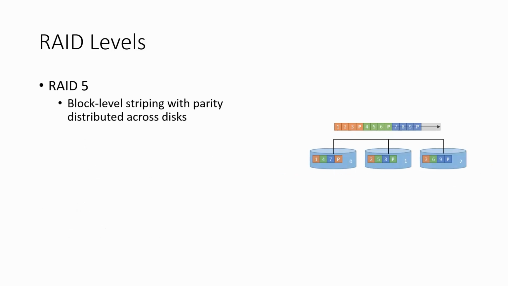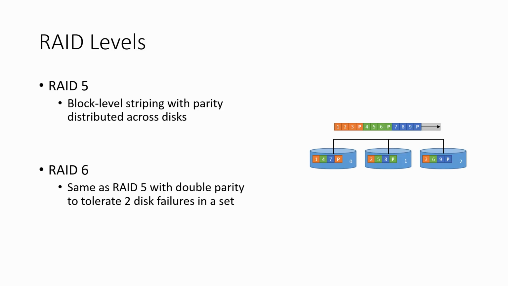In RAID 5, you have block level striping with parity distributed across the disks. So now in this example, you don't need to have a dedicated parity disk. Instead, you distribute, or you stripe, the parity across multiple disks. RAID 6 is basically the same as RAID 5, but you have the notion of double parity. So you can now tolerate 2 disk failures in a set.